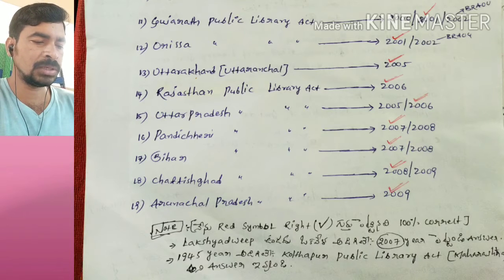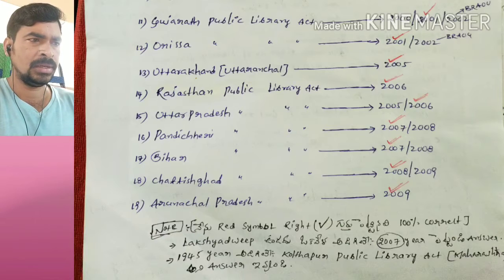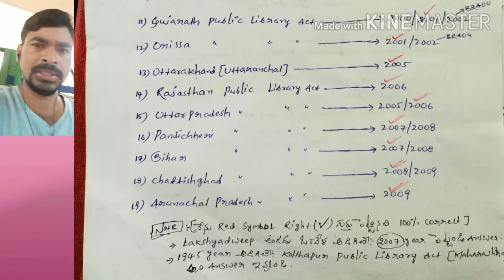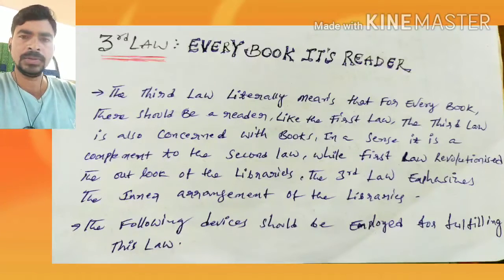2009. Red mark symbol is very important. This is 100% correct. This is legislation. Totally 19 states are here. Next, going to third law.